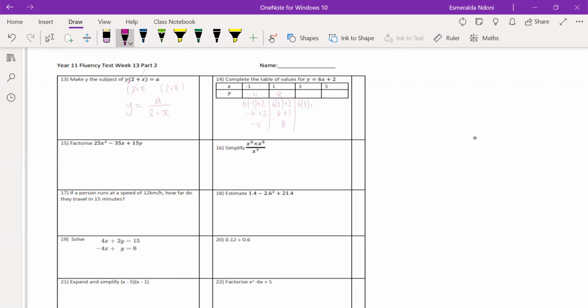and so on. As long as you are careful with your substitution and your signs, you should be fine with this type of questions. 6 lots of 5 plus 2, 30 plus 2, and that's it. Question 15 is a factorizing question.